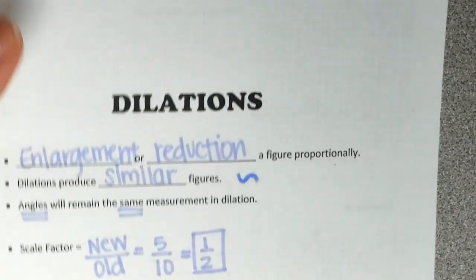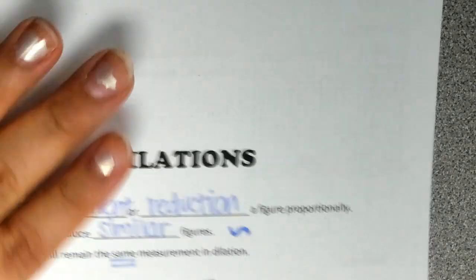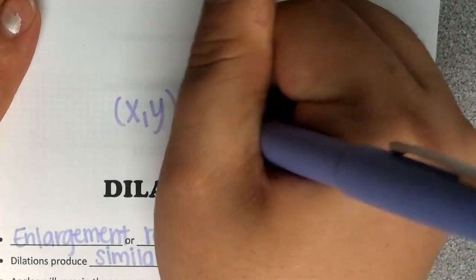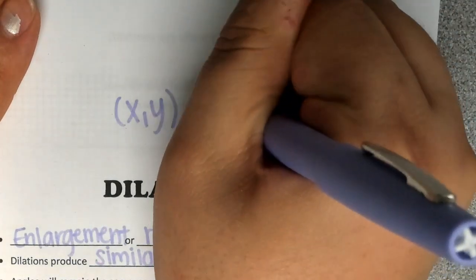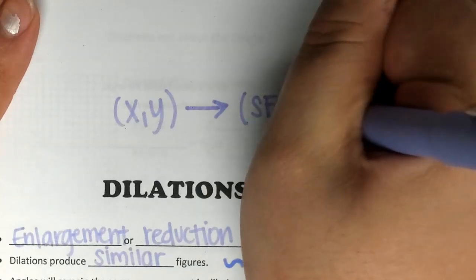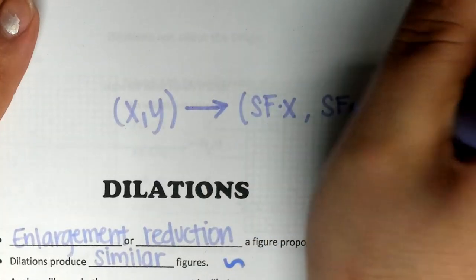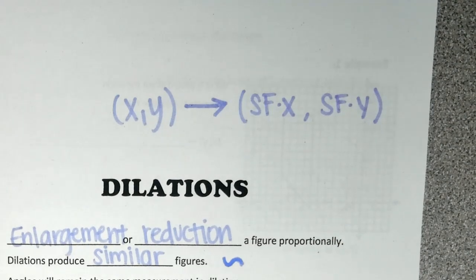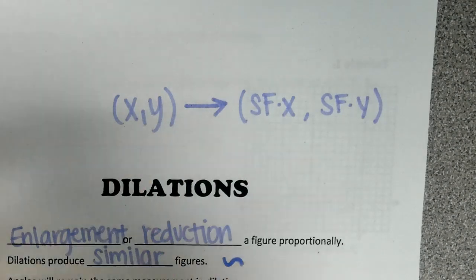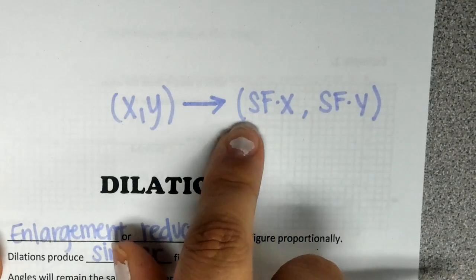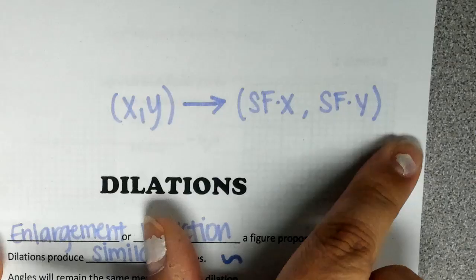The dilation rule that we are going to be dealing with is going to be (x, y), and it's going to end up being the scale factor times x, the scale factor times y. That is your dilation rule. You write that down. (x, y) arrow becomes the scale factor times x, the scale factor times y.